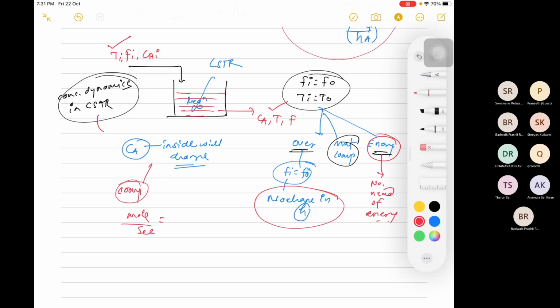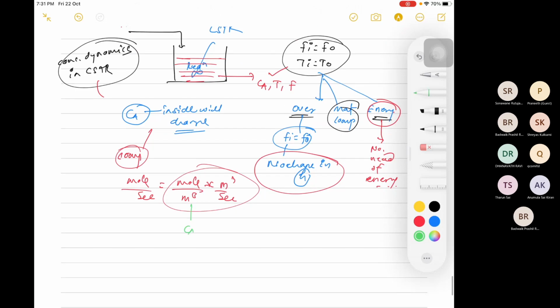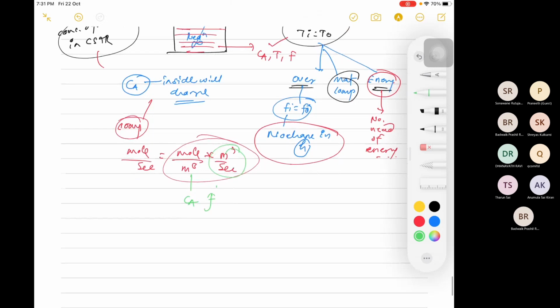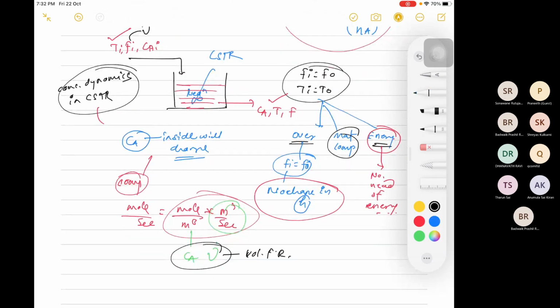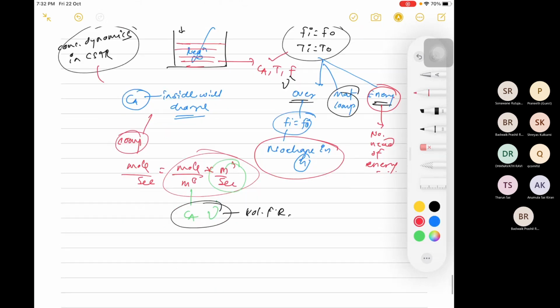How do you do the component balance? Mole per second is equal to mole per meter cube into meter cube per second. Arrange everything in this. What will come here? Ca. What will come here? Volumetric flow rate, right? So here I am taking the flow rate as volumetric flow rate, nu. Please bear with this. So nu is volumetric flow rate. Instead of F you write nu, and here also you write nu. I'm just replacing notation, because that is standard in CRE.